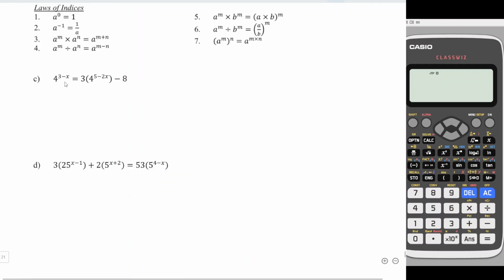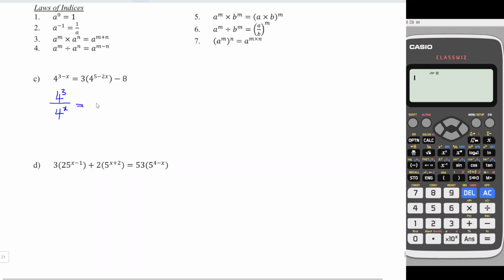See, unlike the previous question, we are not going to determine a prime factor, because as we can see, this is 3. The prime factor is 3, but the prime factor of 4 and 8 is 2. They are not the same, so it's meaningless for us to continue. So what we have to do here is split the power first. Based on law number 4, minus means divide. So we have 4 to the power of 3 over 4 to the power of x.